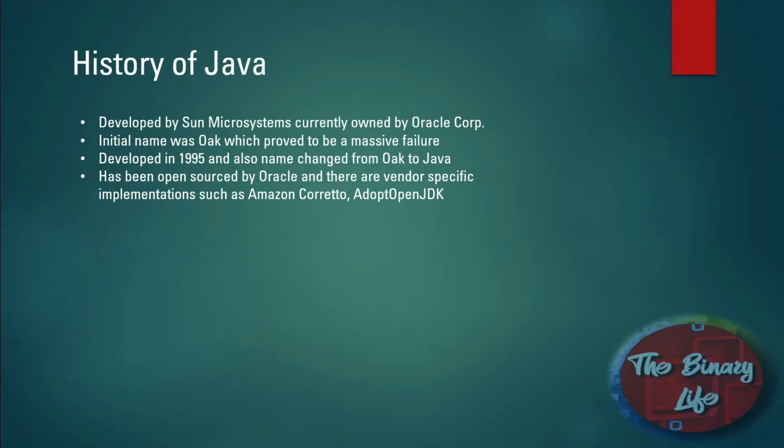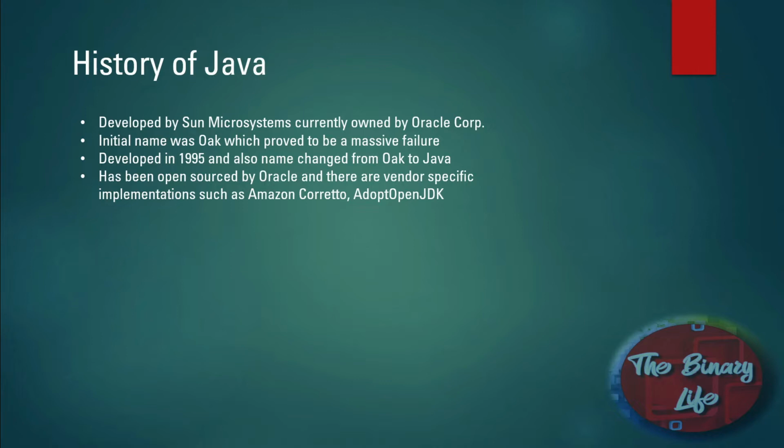Key benefits of using it include that it is fast, secure, and reliable, and programs written in it are widely used in Android applications, enterprise software, embedded systems, consoles, and much more. Currently, Java is owned by Oracle, but it has been open sourced as well for various vendors such as Amazon and others to come up with their own implementations such as Amazon Corretto, Adopt Open JDK, etc.